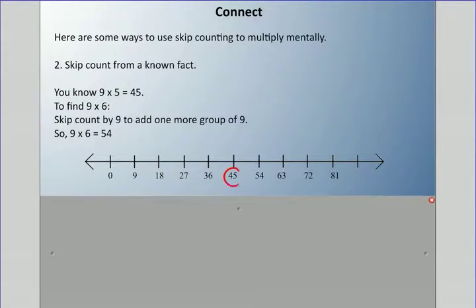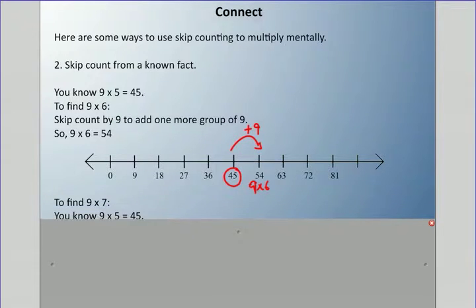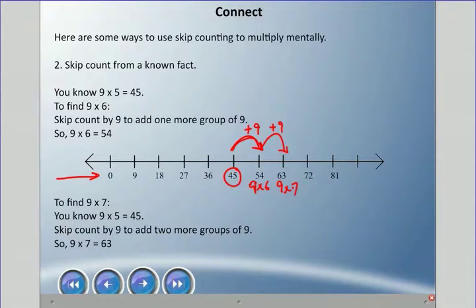So here's that 9 times 5 is 45. Well, I'm going to skip count 9 more to get to 9 times 6. This is 9 times 6. And now I'm just using information from ones I do know. Well, what if I need to get to 9 times 7? Well, I know 9 times 5, so I skip count once, one group of 9, but I do it again, 2 groups of 9, and 9 times 7 is 63. And if you haven't guessed, these are all multiples of 9. So if I skip count by 9 to add 2 more groups of 9, I get my 9 times 7 is 63.